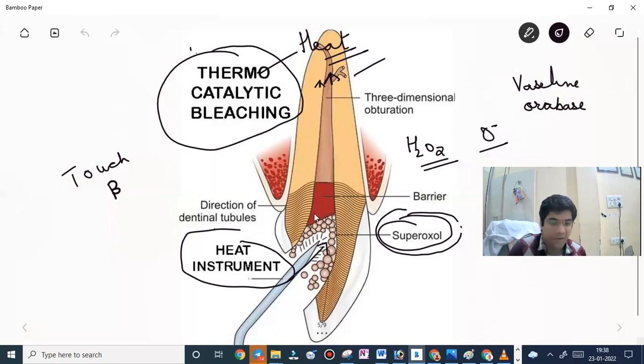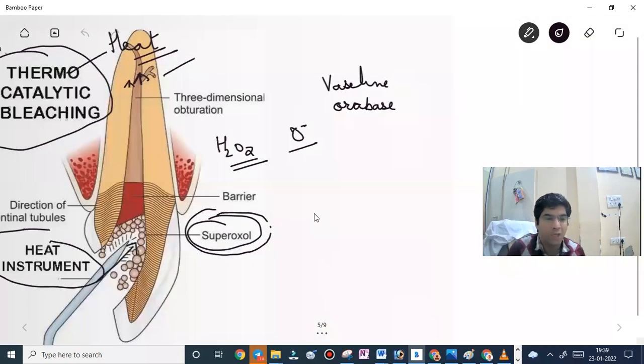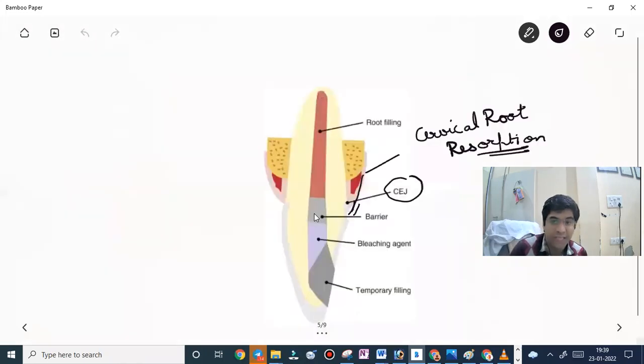Next comes the walking bleach or out of office technique. In this technique, we use superoxol, that is 30% hydrogen peroxide by volume, or a mixture of sodium perborate and superoxol can be used.